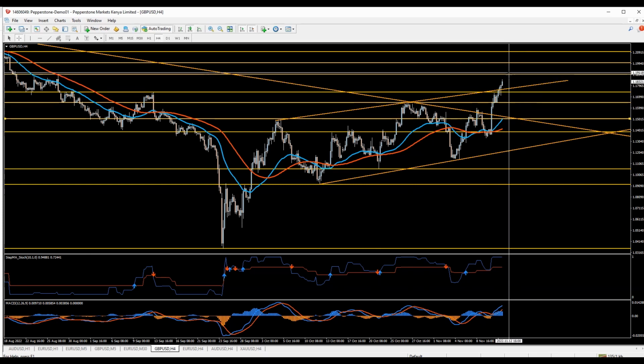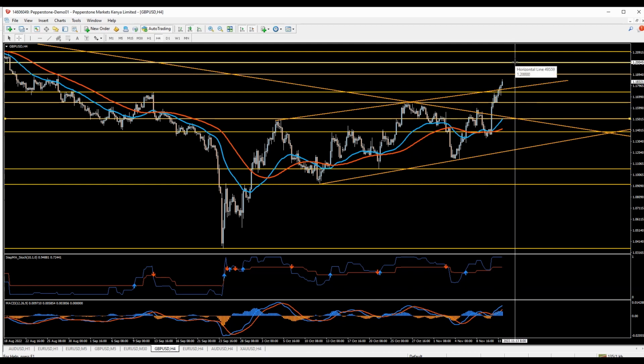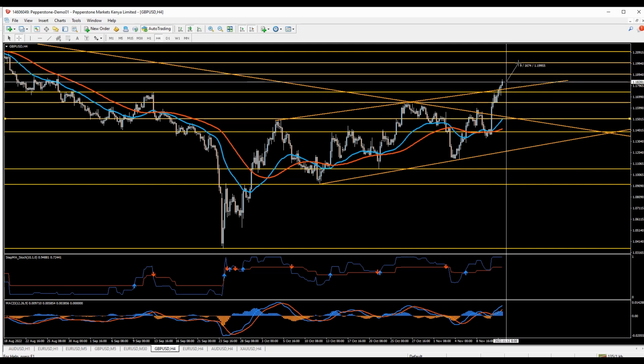Now, the next key level that I'm looking at here is the 1.19 level, and once it breaks through there, the key one that everyone is looking for is the 1.20 level, and that could potentially play out in the next few days, especially before the retail sales figures come out.